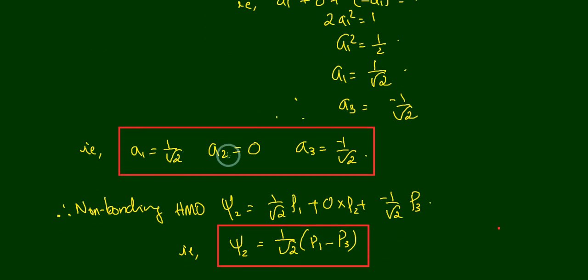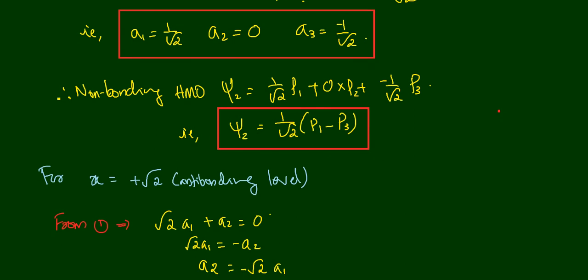So now we have the values for A1, A2 and A3. A1 is equal to 1 by root 2, A2 is equal to 0, A3 is equal to minus 1 by root 2. Now we are ready to get an expression for the non-bonding HMO. So let us substitute the values of A1, A2 and A3 in our psi expression. Then psi 2 is equal to 1 divided by root 2 P1 plus 0 into P2 plus minus 1 by root 2 into P3. That is, psi 2 is equal to 1 divided by root 2 into P1 minus P3.